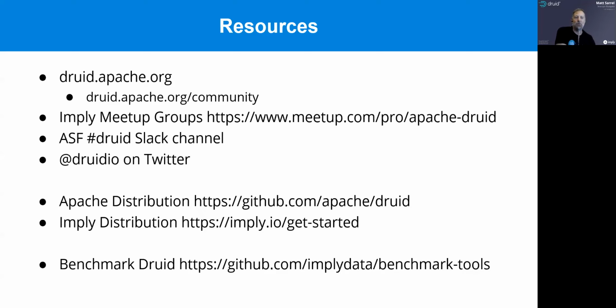There's the @DruidIO on Twitter. If you want to get started with Druid, you can download the Apache distribution or the Imply distribution, which adds Pivot. And then the repository of Druid benchmarking tools and scripts that I mentioned is there too. And that wraps it up.